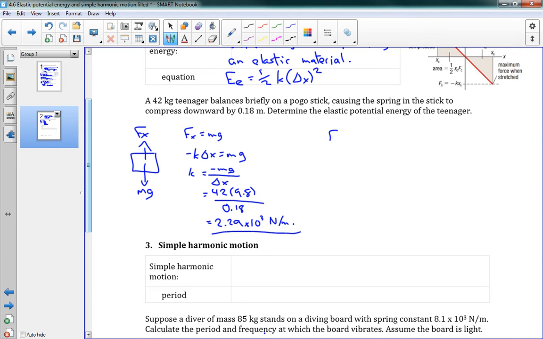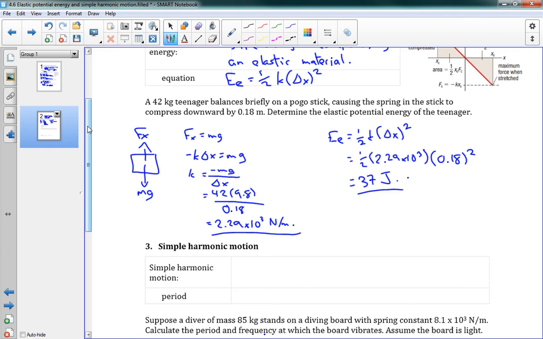Now we need to get our elastic energy, which is going to be 1/2 k delta x squared. We've got our k value, 2.29 times 10 to the 3, and delta x was 0.18. We'll square that. And this gives us an elastic energy of 37 joules. That's our elastic potential energy. And there we go. That's how we can find that sort of a value.